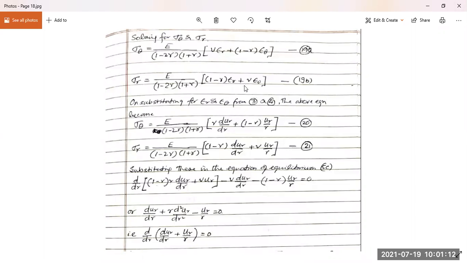Now, if we again solve for sigma r and sigma theta from these two equations, we have two unknowns and two equations, so we can solve. Solving is a bit complicated, but it can be done. So sigma r is equal to E divided by (1 plus v)(1 minus 2v) times (1 minus v) epsilon r plus v epsilon theta, and similarly for sigma theta, with 1 minus v times epsilon theta itself.